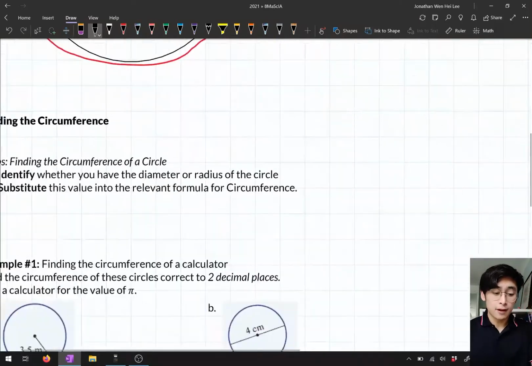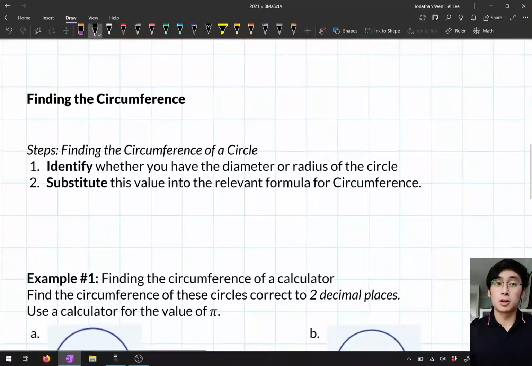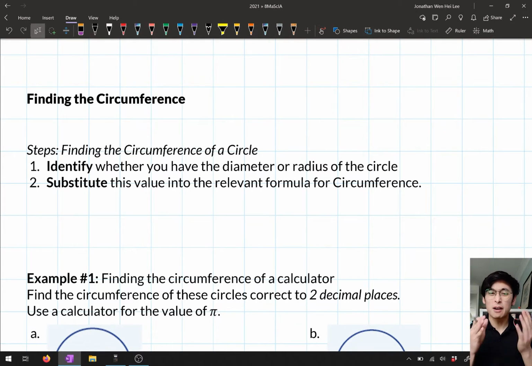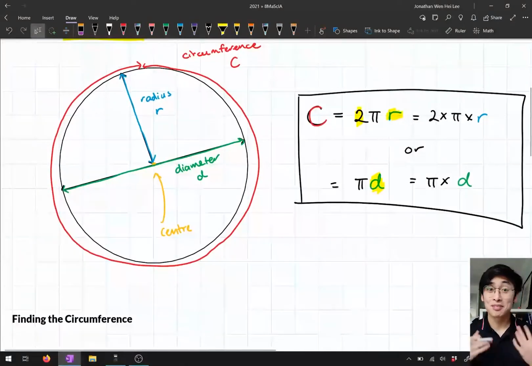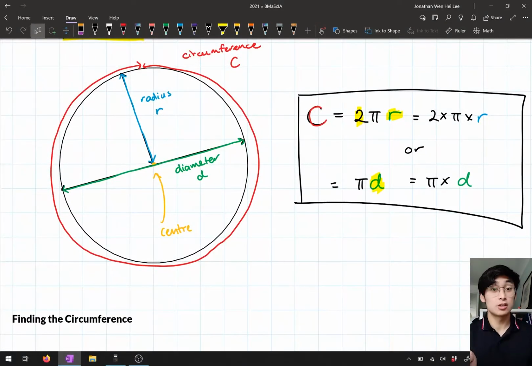So when we're trying to find the circumference of a circle, these are the steps that we want to do. Firstly, identify whether you have a diameter or radius of your circle. So have a look at your circle. Do you have a measurement from the center of the circle to the edge? That's a radius. Or do you have a measurement from the edge of the circle to the other edge that goes through the center? If it's the radius, that means that you're going to need to substitute it into 2 pi r. If it's diameter, you're going to need to substitute it into pi d.